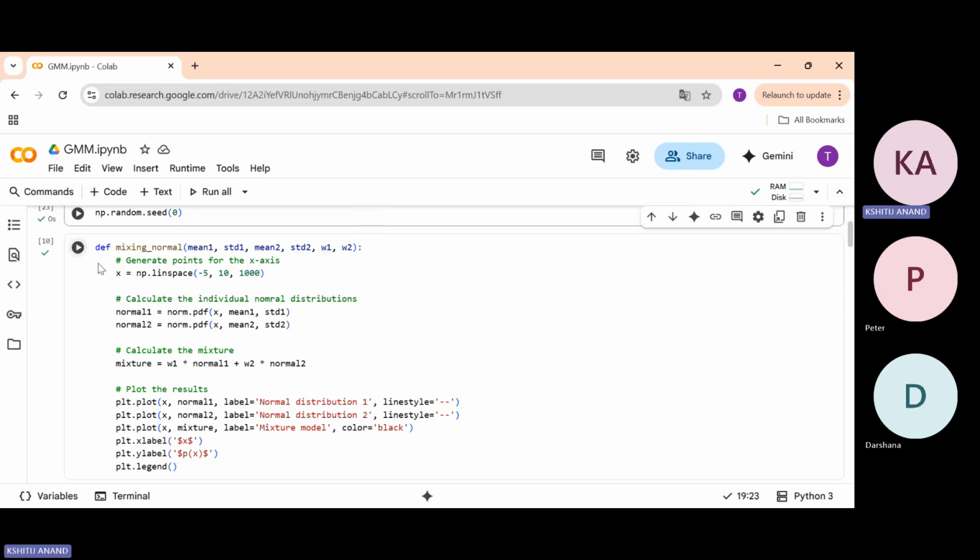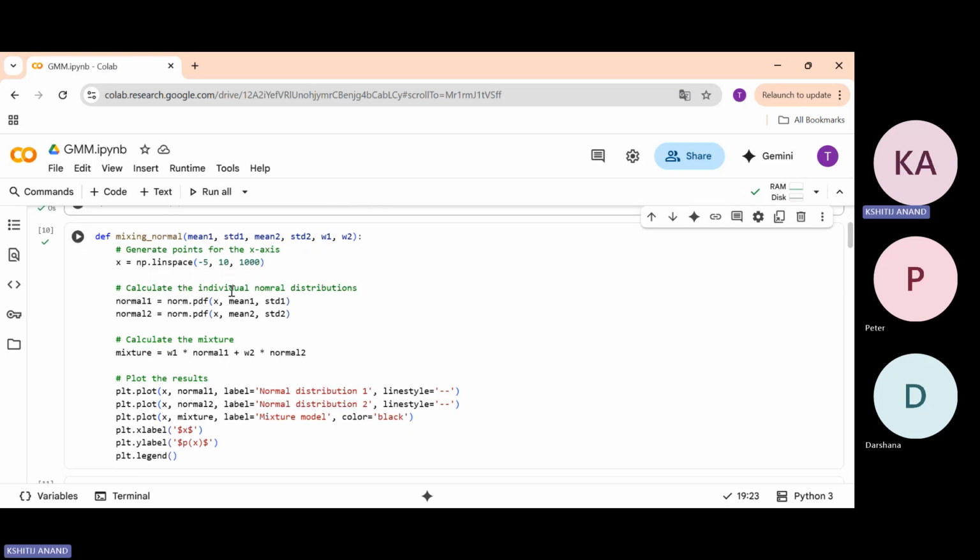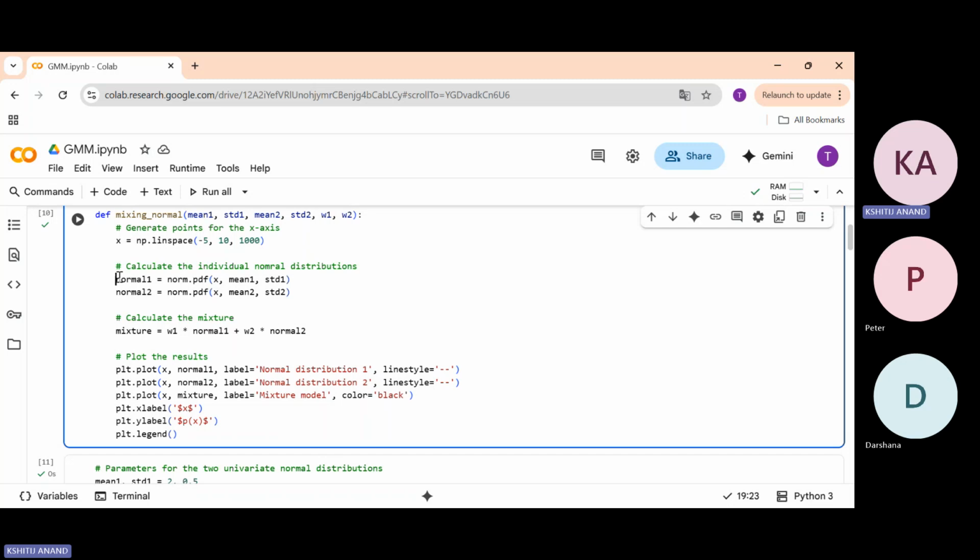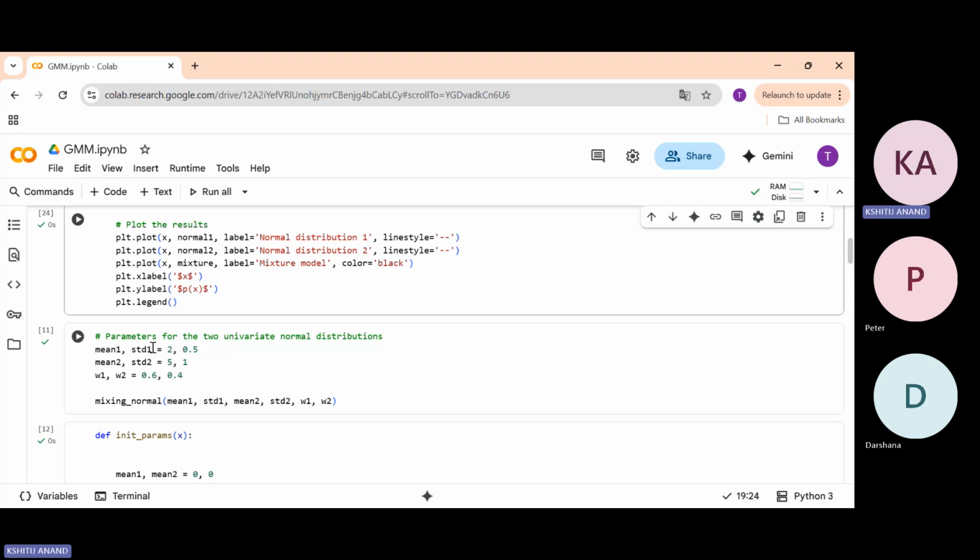Once we have an X, this line is assigning the probability density function to all the x-axis values according to the first normal distribution. Similarly, this is assigning the probability density to all values on the x-axis according to the second normal distribution. And finally, we have the mixture. The mixture is W1 into normal 1 plus W2 into normal 2. Now we will be plotting it. Let us see what we have done.